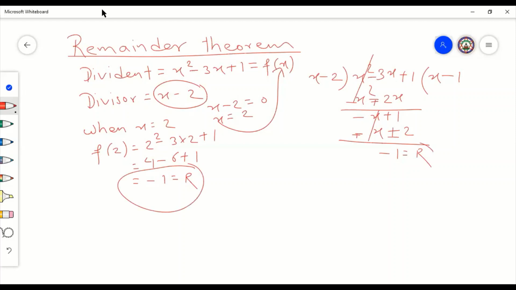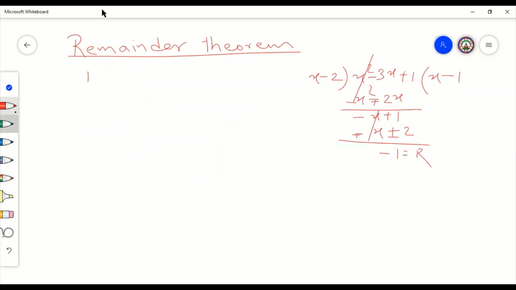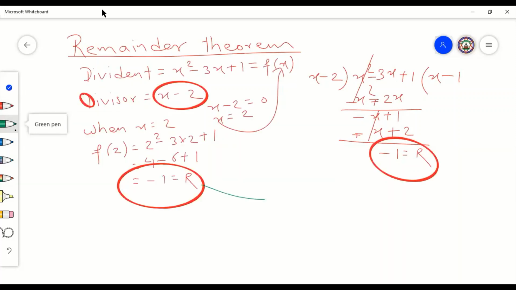So both of the answers, if you take the both of the answers over here, you get the same. From the vertical part also you get the remainder, that is minus 1. And by substituting the value of x in the given polynomial, you also get remainder as minus 1 over here.